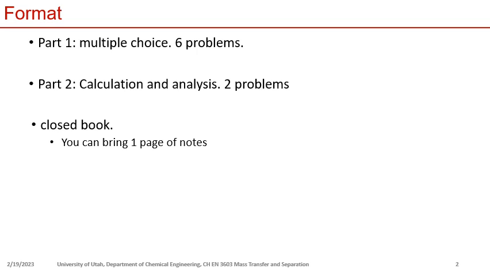Midterm 2 will have the same format as exam 1. We will have part 1 and part 2. Part 1 will be multiple choice, 6 problems. This time I will indicate how many correct answers there are for each problem in the exam sheet. Part 2 will still be calculation and analysis. Again, there will be 2 problems. And this time, let's make it all closed book, just to save you effort. You don't have to bring a whole lot of different stuff. Just bring 1 page of notes. Everybody is the same. And a calculator. Questions?